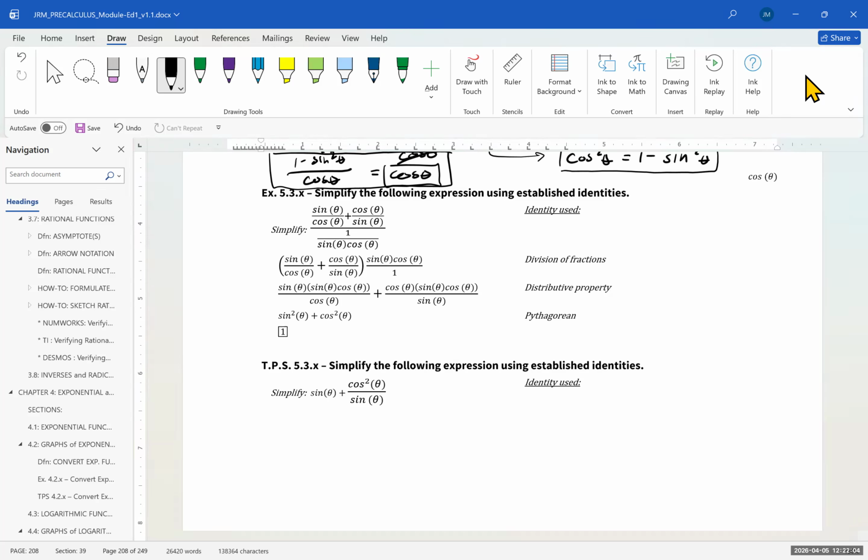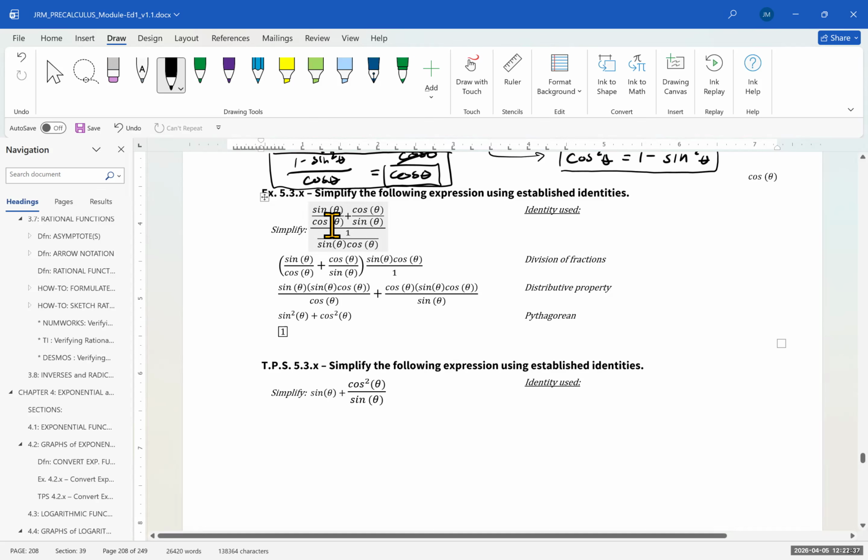So we have this example here where it says simplify the following expression using established identities. So what we're trying to simplify is this complex fraction, compound fraction. So, we've got this numerator, which itself is two fractions being added together. And then down here in the denominator, we have a fraction. So we're just tasked with simplify that, reduce it down.